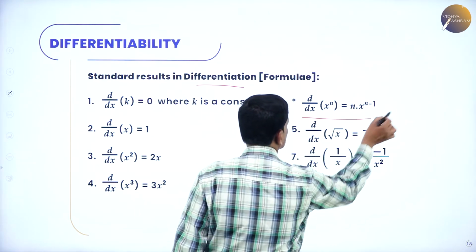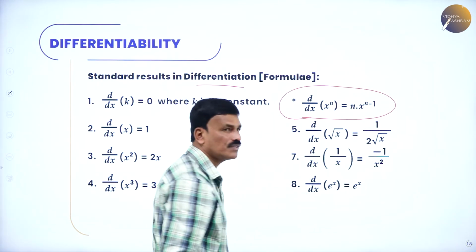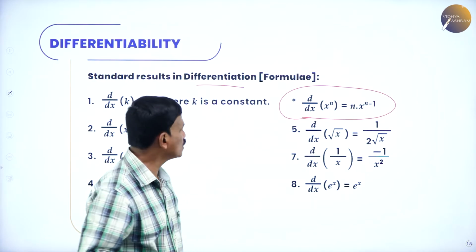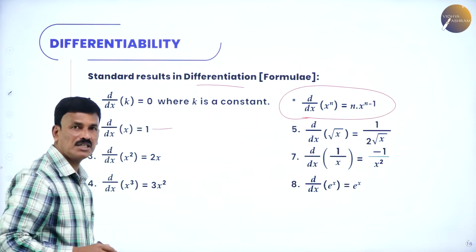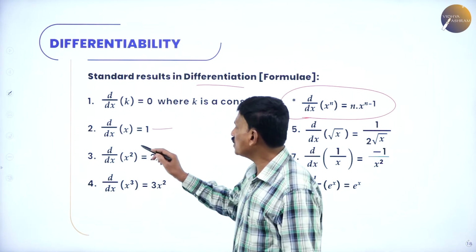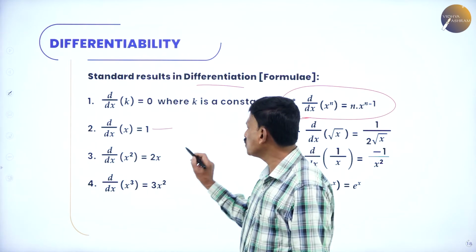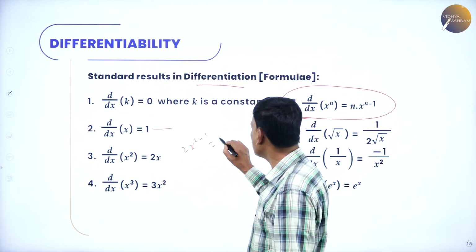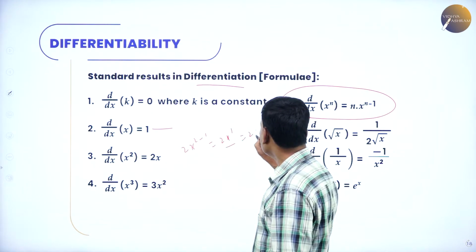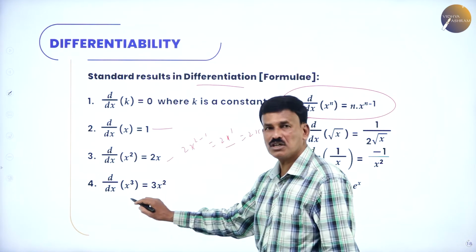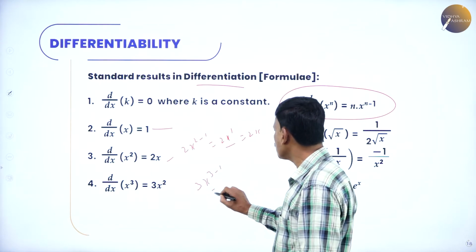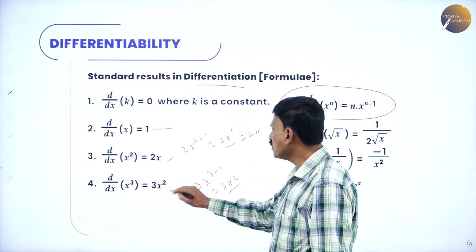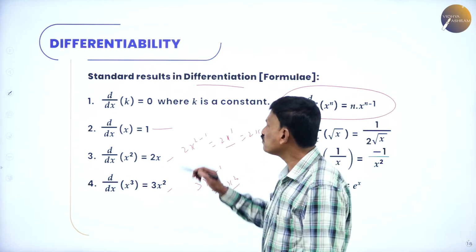d by dx of x to the power of n is n x to the power of n minus 1, where n is a rational number. Now let us come to this. Derivative of x is equal to 1. d by dx of x is 1. d by dx of x square, n is equal to 2, x to the power of 2 minus 1 is 2x to the power of 1, that's equal to 2x. Derivative of x cube, n is equal to 3, x to the power of 3 minus 1, so differentiation of x cube is 3x square.